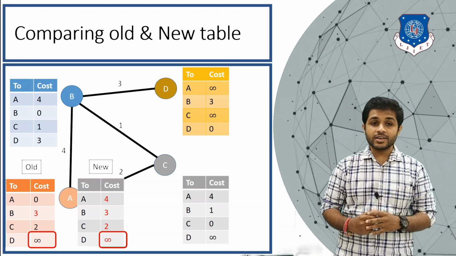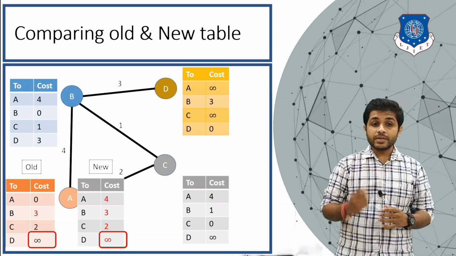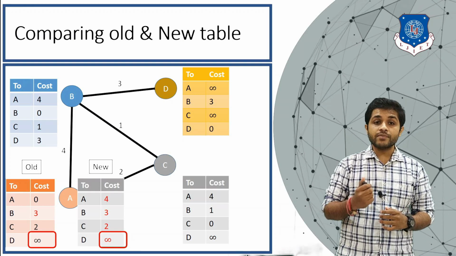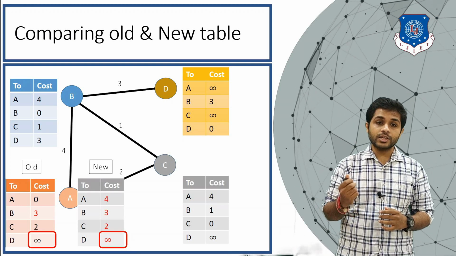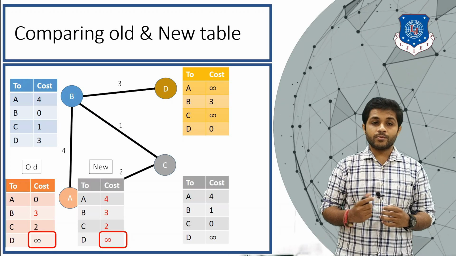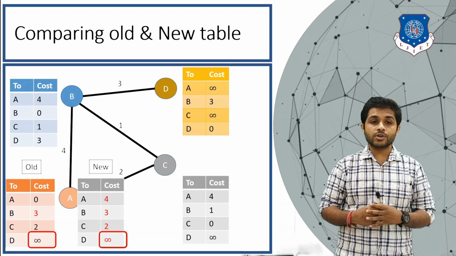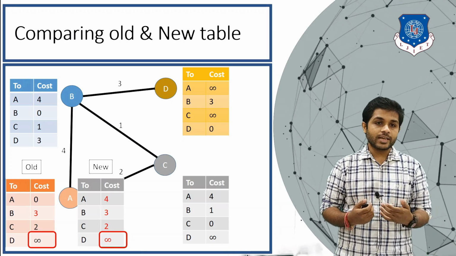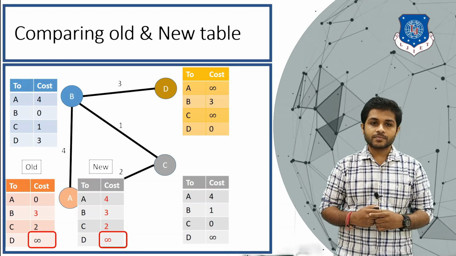So from this entry, if device A reaches device B via C, then it can reach at minimum cost. Okay, and what was the previous cost? The previous cost was 4. So after sharing, it has updated its table.